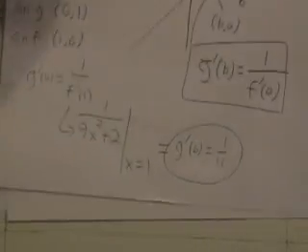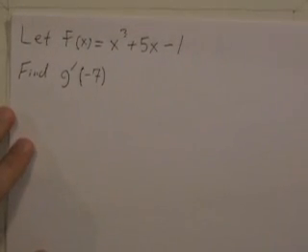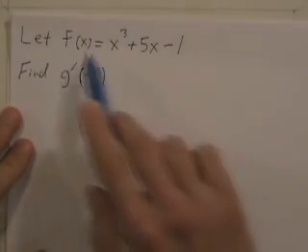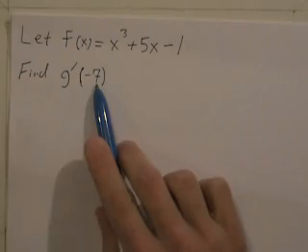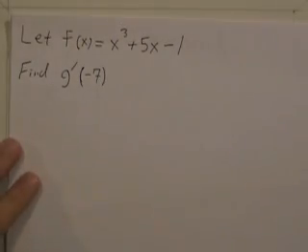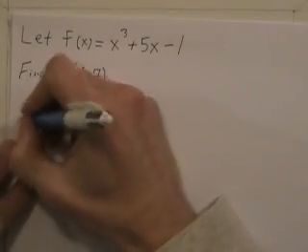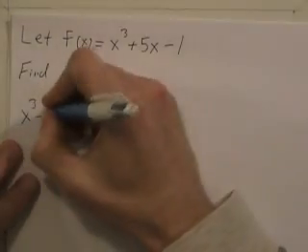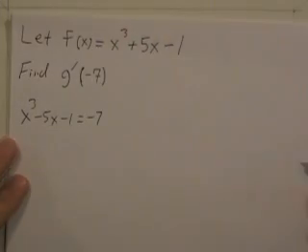That's method 2. Method 3 uses implicit differentiation. Again, I'm going to do that first step. So here's f of x, and they want g prime of 7. The first thing I do is find the corresponding y coordinate by setting f equal to -7. I get x cubed minus 5x minus 1 equals -7.